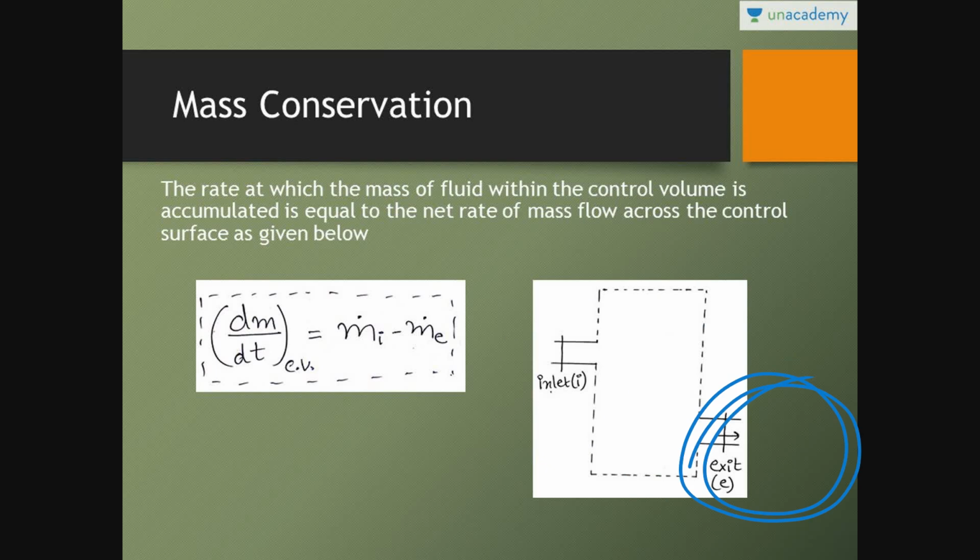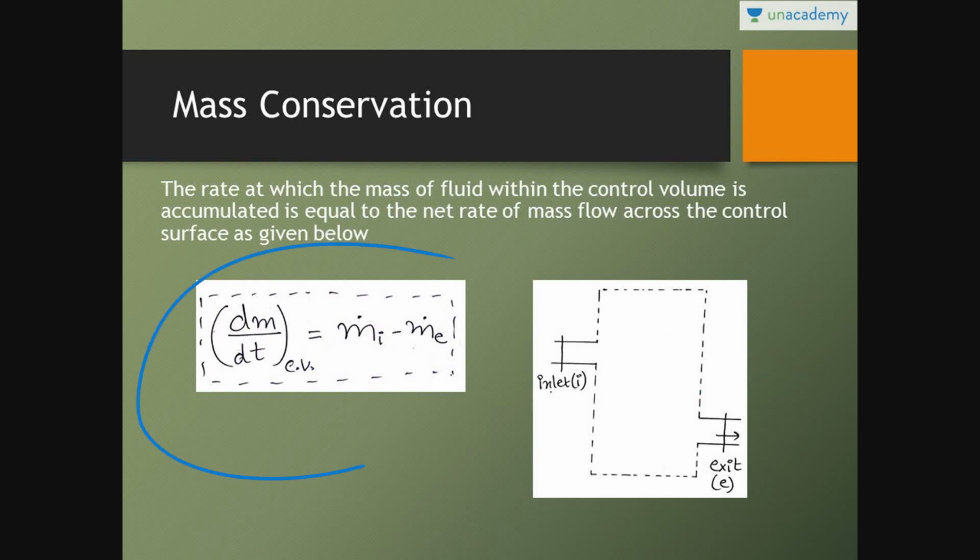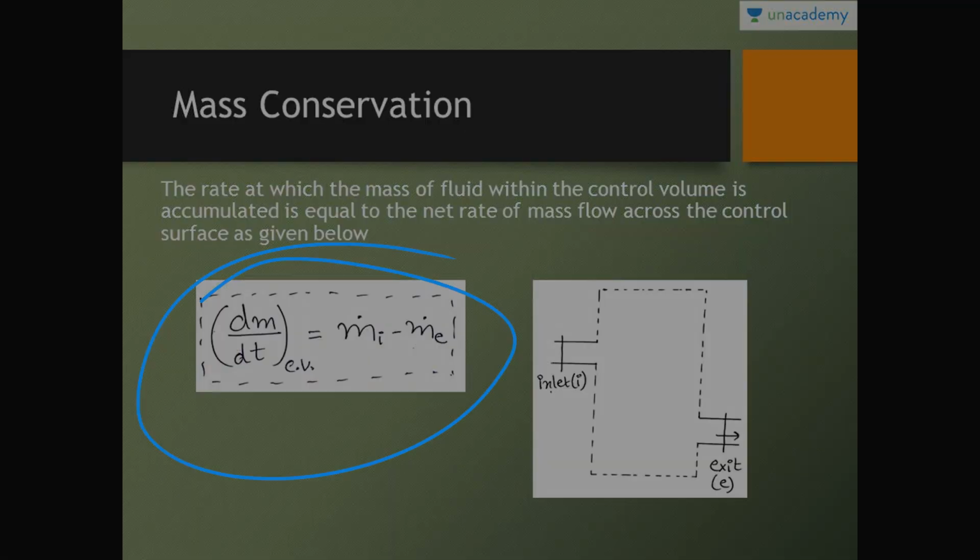In steady state, there was no accumulation of mass in the control volume, so mass inlet is equal to mass at exit. But in unsteady state, there is accumulation of mass, so mass inlet is equal to the mass flow rate in the control volume plus the mass flow rate at exit. Keep this equation in mind: dm/dt in control volume is equal to mass flow rate at inlet minus mass flow rate at exit.